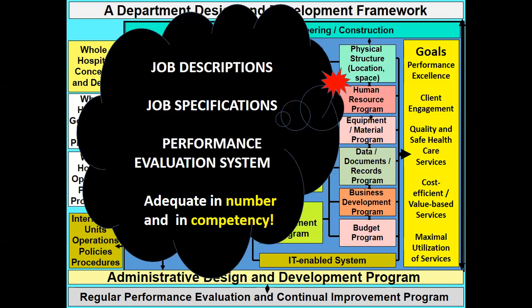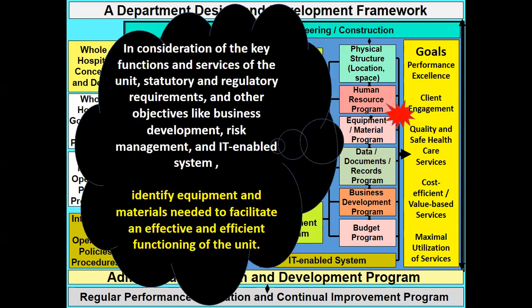Human resource program, there must be a document showing the job descriptions, job specifications, performance evaluation system of the human resource for the staff in the department, and there must be documentation of adequacy and competency of the staff. Equipment and material program, there must be a document showing adequacy of equipment and material needed to facilitate an effective and efficient functioning of the department in consideration of the key functions and services of the unit, statutory requirements, other objectives like business development, risk management, IT-enabled system.